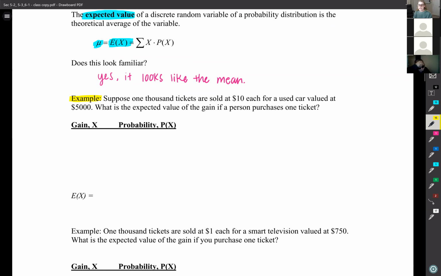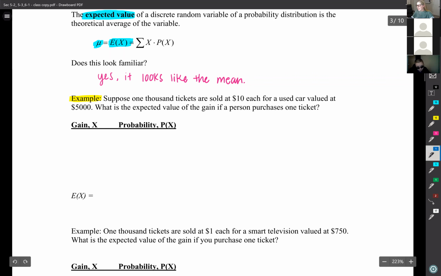So if you purchase one ticket, what are the possible outcomes here in terms of money you could gain? The first thing you could think of is if you purchase one ticket and you win, how much money have you gained? There's really two outcomes. Either you purchase a ticket and you lose and someone else wins, or you purchase a ticket and you win. So if you win, what have you gained?